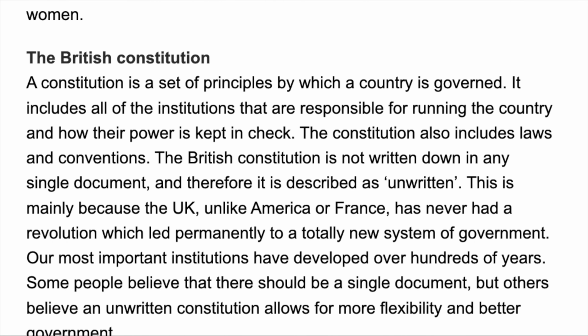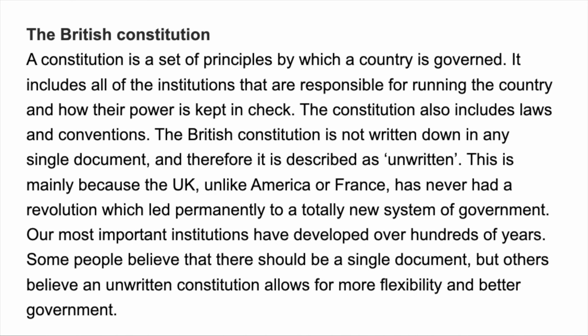The British Constitution. A constitution is a set of principles by which a country is governed. It includes all of the institutions that are responsible for running the country and how their power is kept in check. The constitution also includes laws and conventions. The British Constitution is not written down in any single document, and therefore it is described as unwritten.